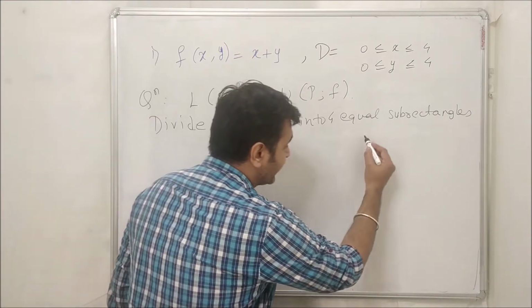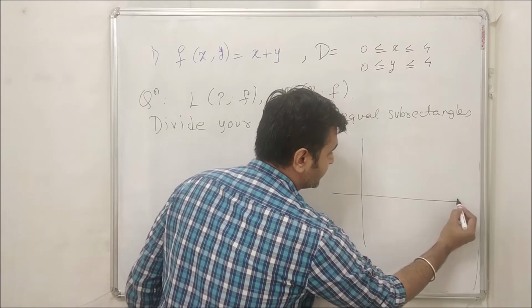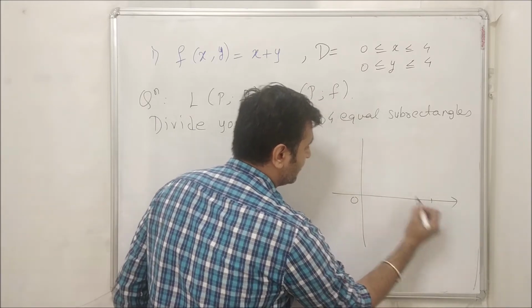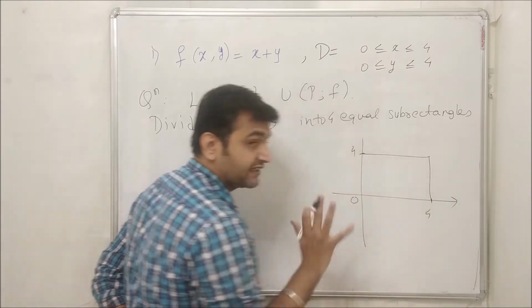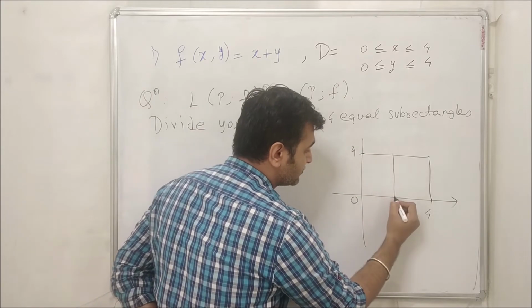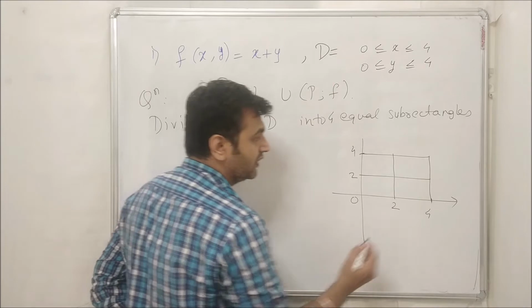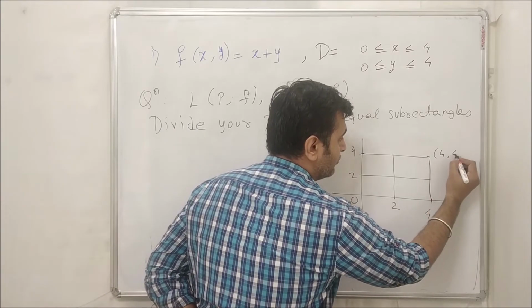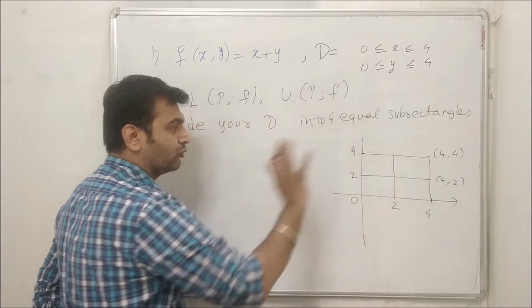Now what is my rectangle over here? Let me draw it. It is in the first quadrant, 0 to 4 and 0 to 4. This is my region D. Now how many rectangles do I want? Into 4 equal parts, so here it is 2, and here it is 2. This point is (4, 4) and so on. This is (4, 2), this is (2, 2), and this is (2, 4).